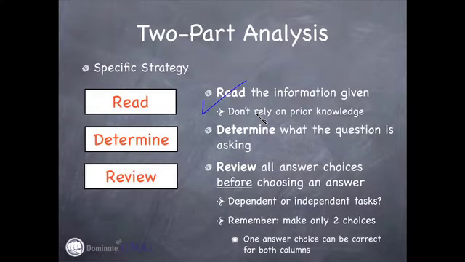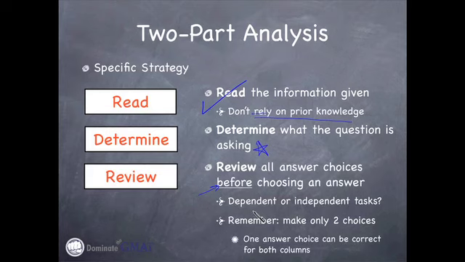You don't want to rely on prior knowledge. Everything that you're going to need to answer the question is going to be contained in the information in your question prompt. Then you want to determine what the question is asking. Again, what are those 2 columns all about? Are they connected in some way? And before you start to choose the best answer for each column, you want to review all of the answer choices. You want to do that before choosing an answer.